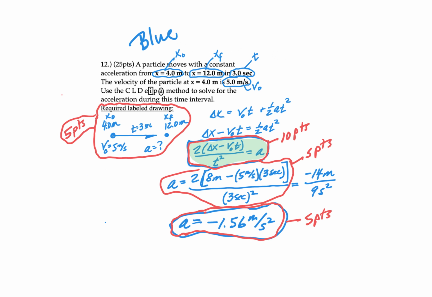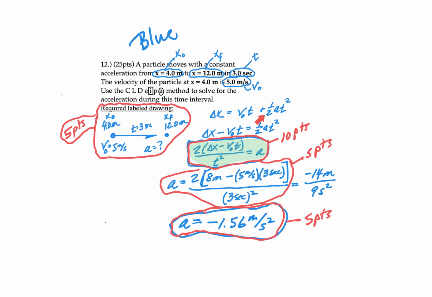All right, final one here. This is blue. You get 5 points. Some of you lost some points because you didn't. It says required here, label drawing. And that could be a little arrow. But you can't just draw a little arrow. I don't expect you to be perfect, but you got to have some numbers on there, like what is what.